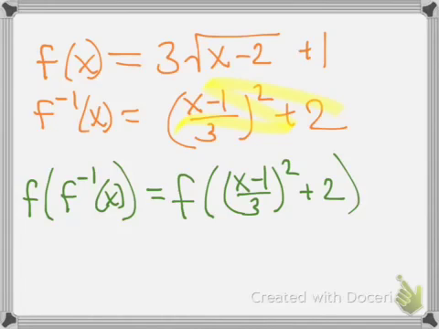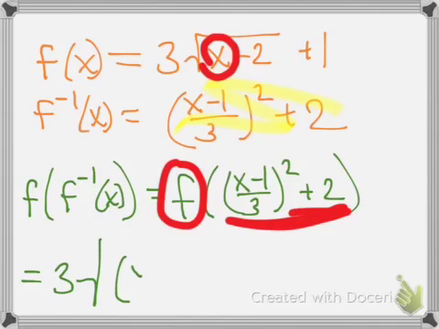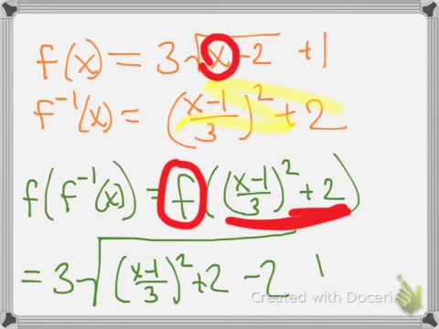Now, what I've got to do is take all of that stuff and place it inside the x that's right here in f. So when I start to write down f, because that's the function I'm dealing with, anytime I see an x, I've got to put all of this stuff inside. So this becomes 3, because my function f starts with 3 square root, oh, there's the x, so I've got to plug in this x minus 1 over 3 quantity squared plus 2, minus 2, because the minus 2 that was in the square root to begin with, plus 1.